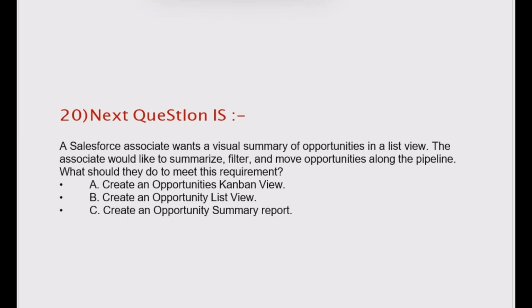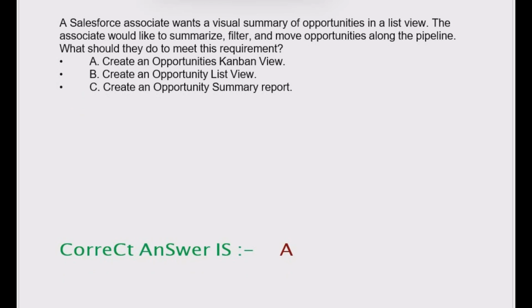Question is, a Salesforce associate wants a visual summary of opportunities in a list view. The associate would like to summarize, filter, and move opportunities along the pipeline. What should they do to meet this requirement? Option A, create an opportunity Kanban view. Option B, create an opportunity list view. Option C, create an opportunity summary report. Correct answer is option A.